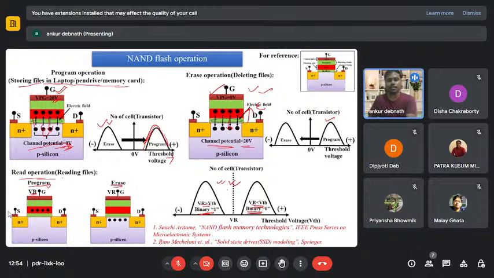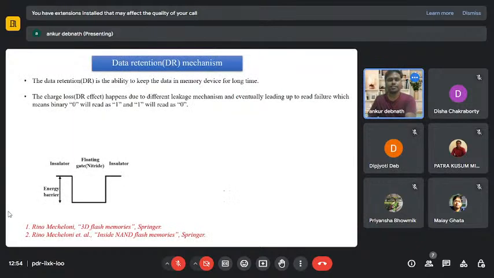And the next is the DR. So yeah, DR is actually data retention. So what is data retention? Data retention means how can we retain the data. Data retention is the ability to keep the data in the memory device for a long time.